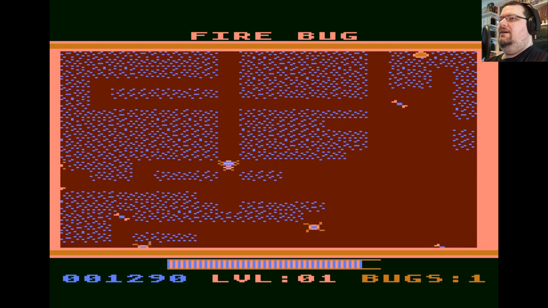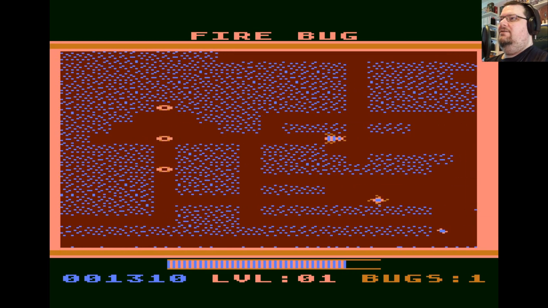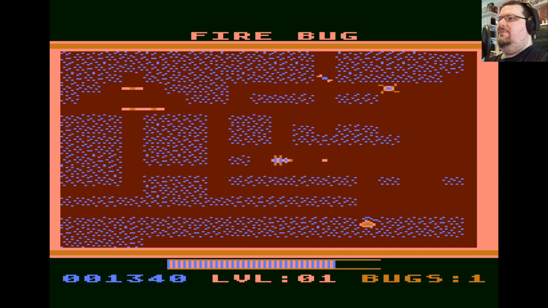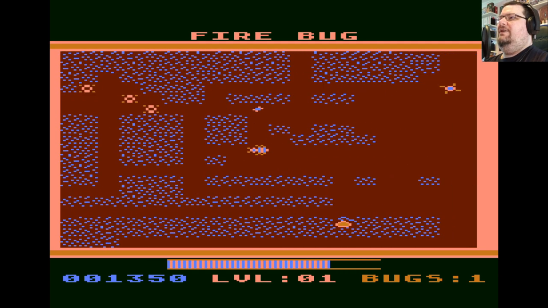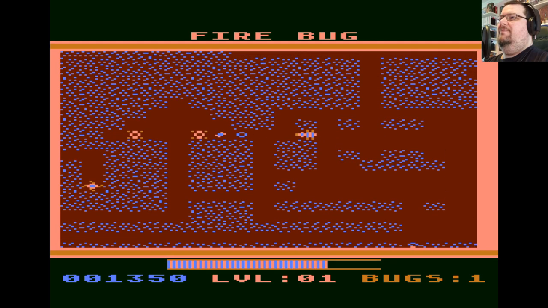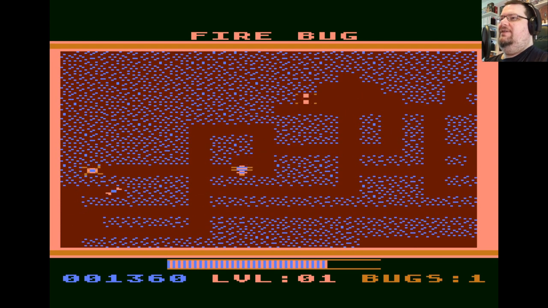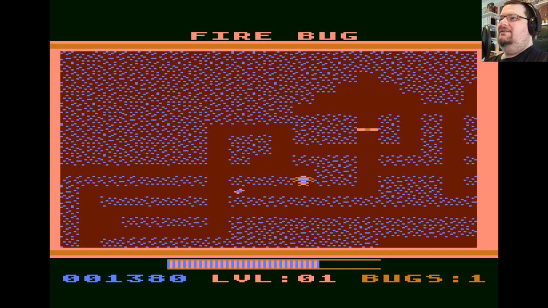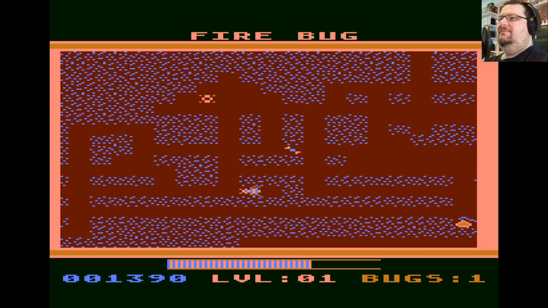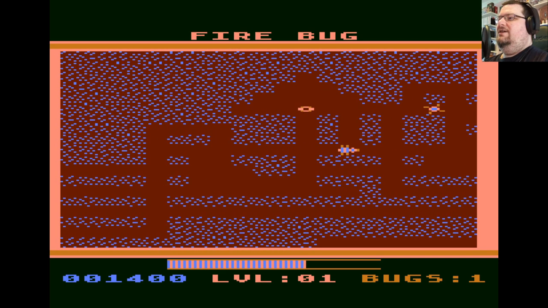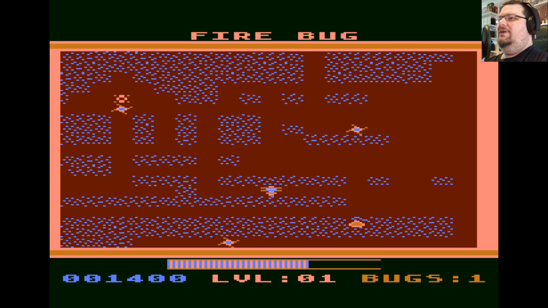What's going on down here? Oh no! The eggs are escaping! Yeah, if you let the eggs out of the initial bit that they're in, then they will start moving around, just to be extra inconvenient. So yeah, you really need to keep an eye on the whole level and make sure you're aware of what's going on at all times.